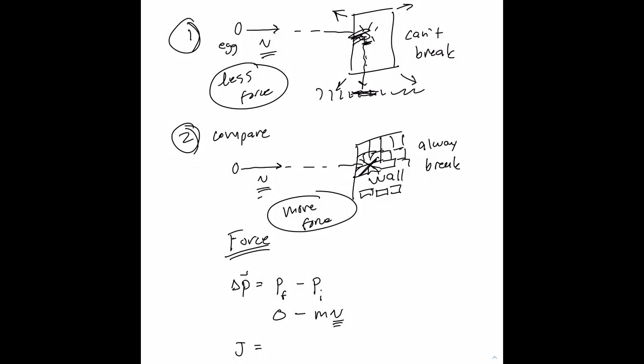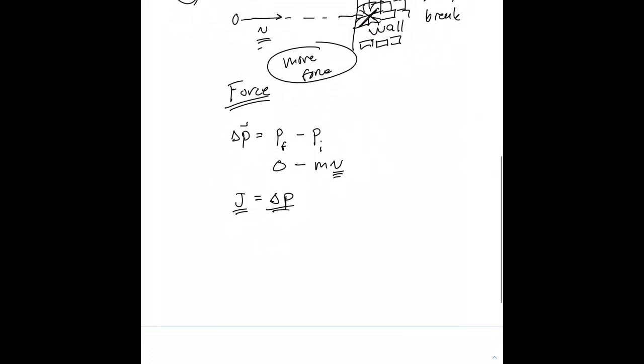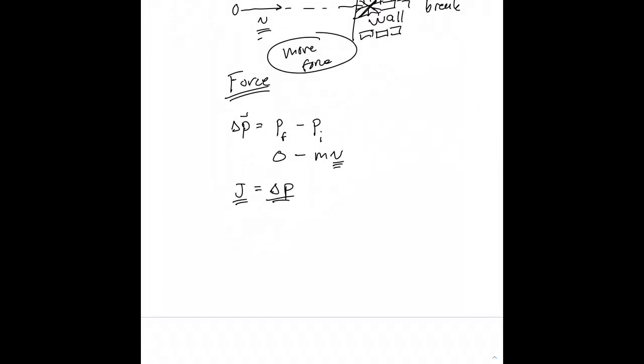Impulse is equal to change in momentum. So if the change in momentum for case 1 and 2 is equal, then the impulse in case number 1 and case number 2 is equal. And that might seem counterintuitive. A lot of folks would think that the impulse in case number 2, when the egg is thrown against the wall, is greater. It's the same impulse whether you throw the egg against a bed sheet or against the wall. The difference is the force, right? So here's the key to it.